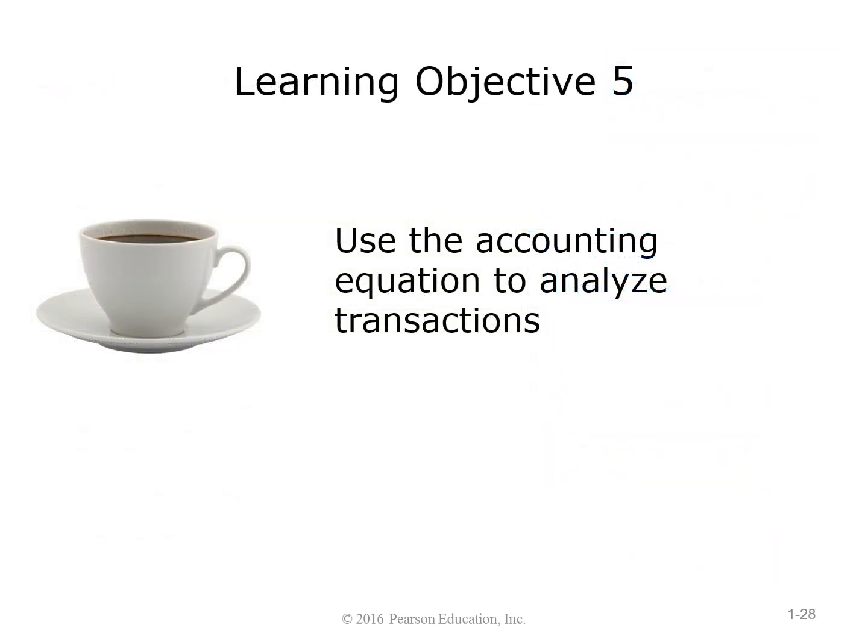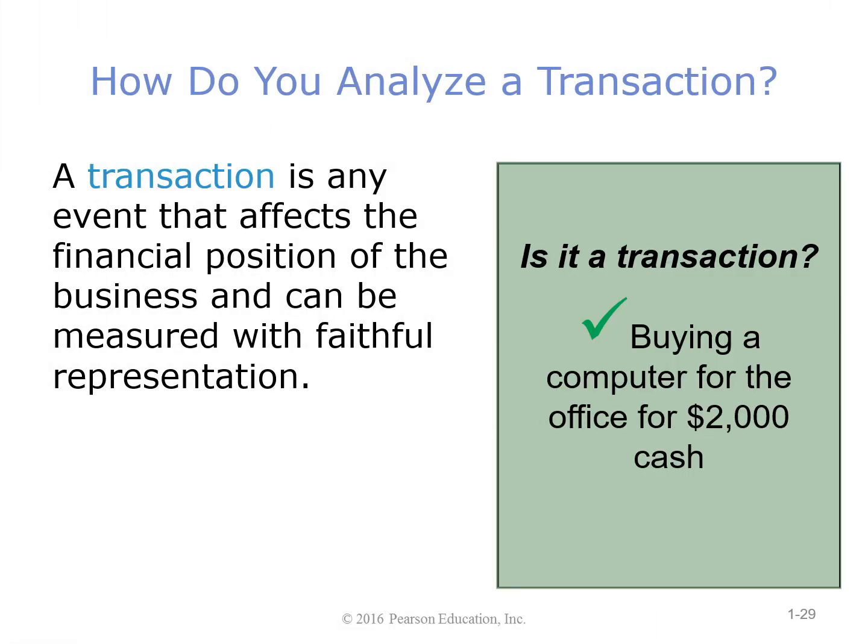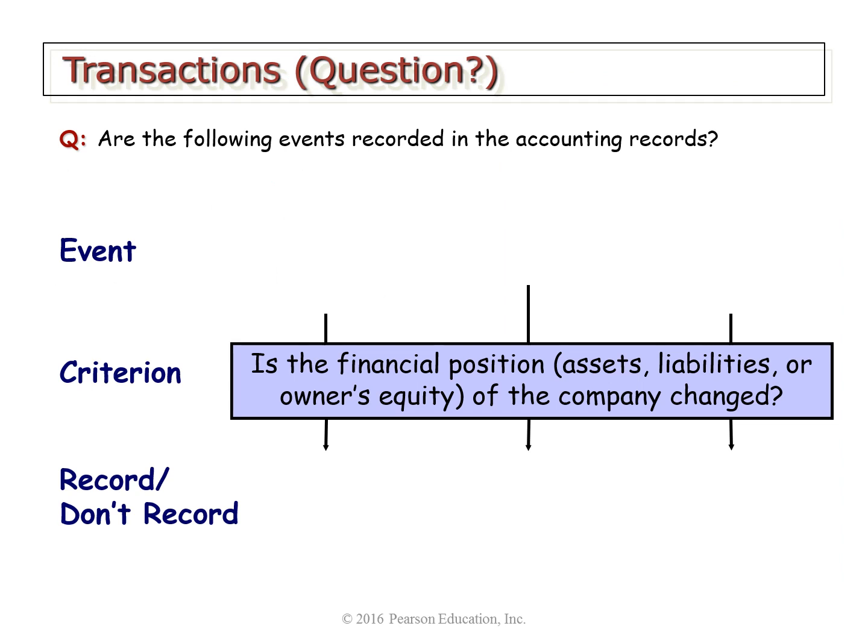Learning objective number 5 is to use the accounting equation to analyze transactions. And this is an important part. A transaction is any event that affects the financial position of the business and can be measured with faithful representation, like buying a computer for the office for 2,000 cash. This is a transaction that must be reflected in the books of the company. So this will be considered a transaction.